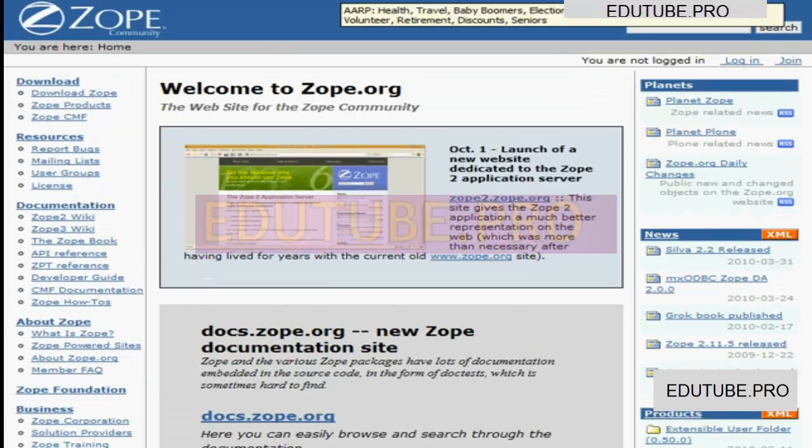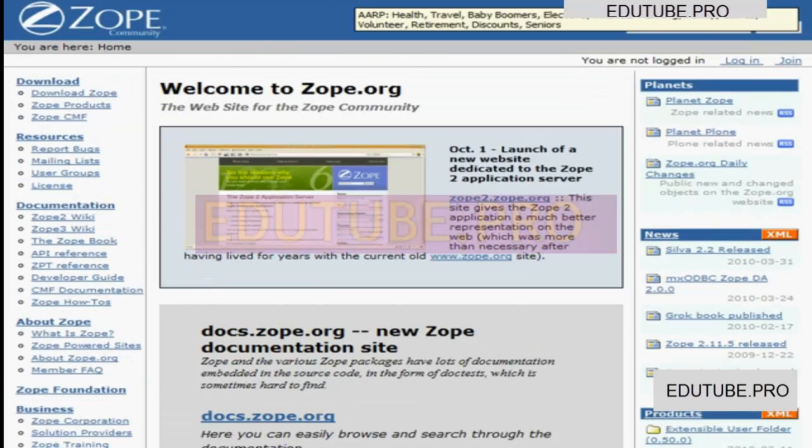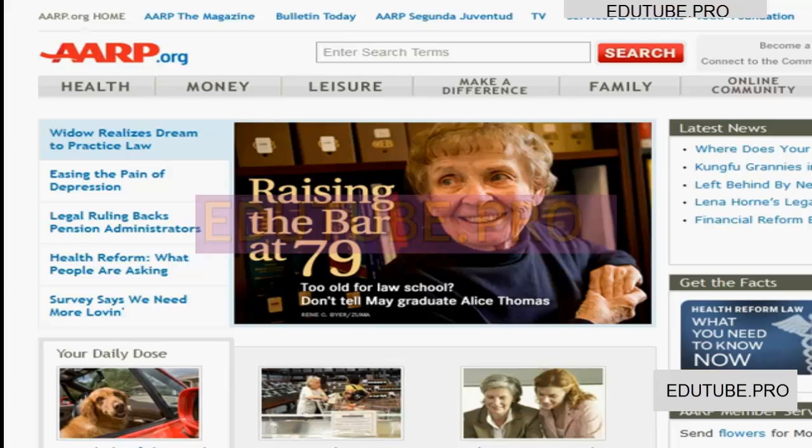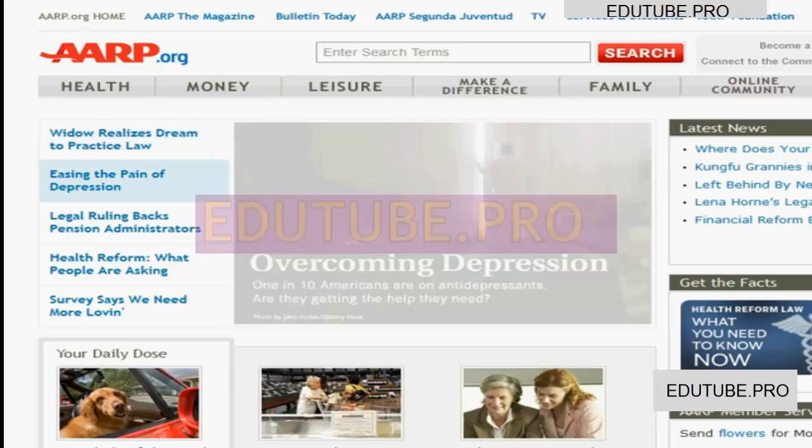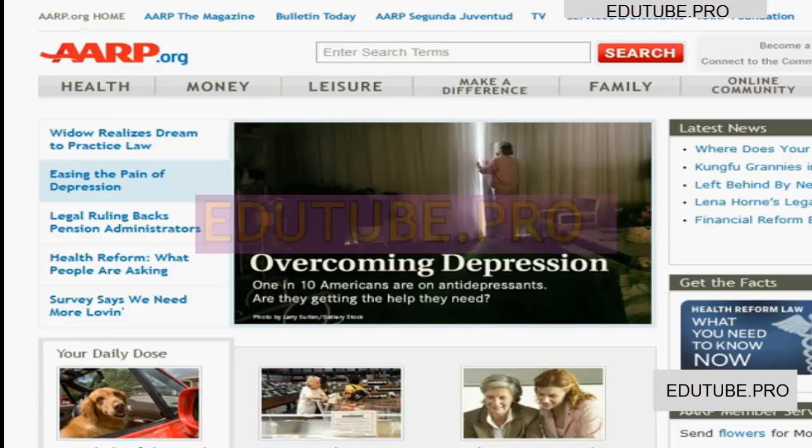Zope, like Django, tends to be the highest profile in terms of attach rate. There's some pretty big organizations that have built their web portals based on Zope. This is the AARP organization.